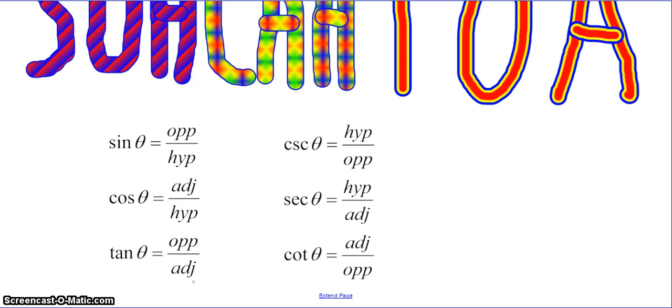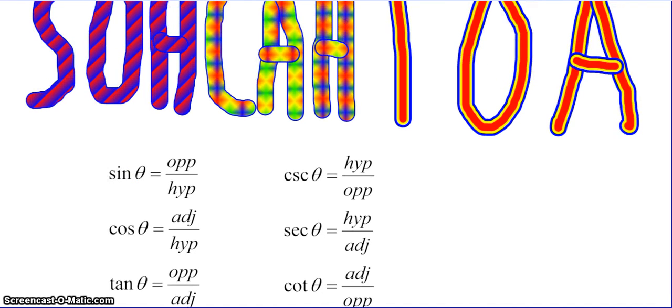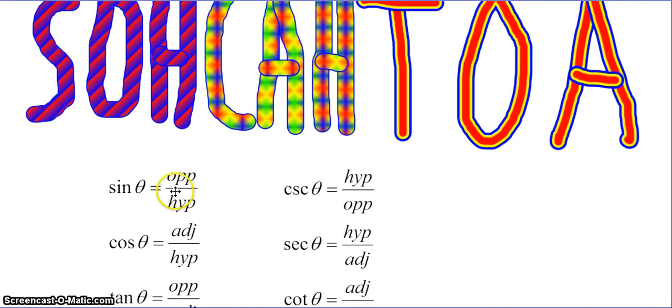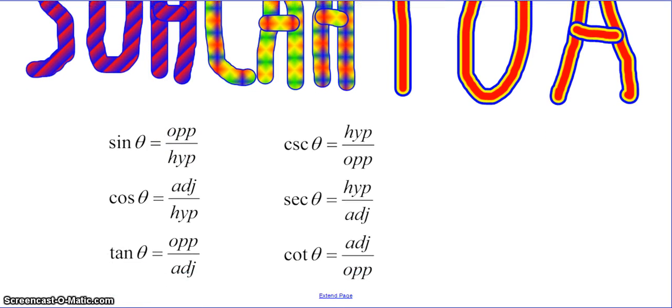Well, what it's telling us is that the sine of theta, and again I'm just sticking with theta, is going to be opposite over hypotenuse. The cosine of theta is adjacent over hypotenuse. The tangent of theta is opposite over adjacent. The cosecant of theta is hypotenuse over opposite. The secant of theta is hypotenuse over adjacent. And the cotangent of theta is adjacent over opposite. So this is what we really need to know for our right triangle trig.